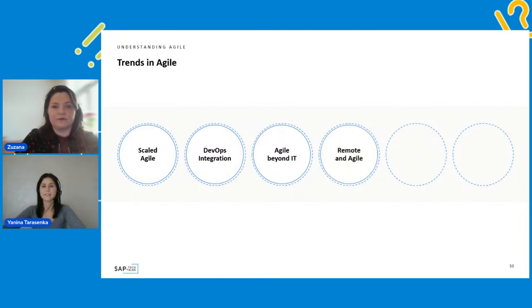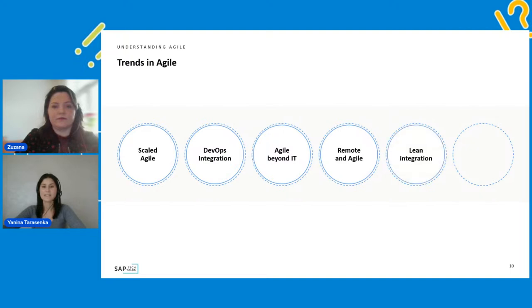Let's check the next trend, and this is the Agile in remote work environment. So remote Agile teams use different collaboration tools and digital platforms for effective communication. And I think that all of us after 2020 learned very well how to do that.